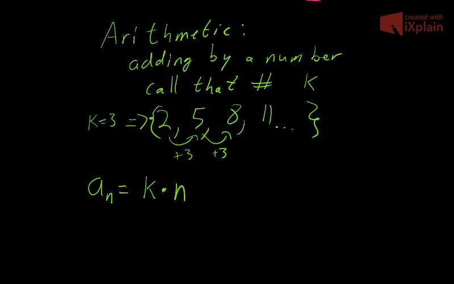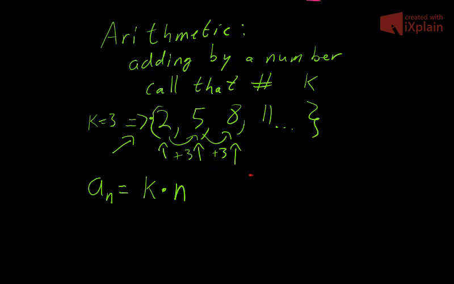But for this sequence right here, that doesn't quite work. So we have a sub n equals k times n, but if I plug in 1, I get 3. And if I plug in 2, I get 6, and 9. And 3 isn't 2, and 6 is not 5, and 9 is not 8. So this isn't quite right yet.